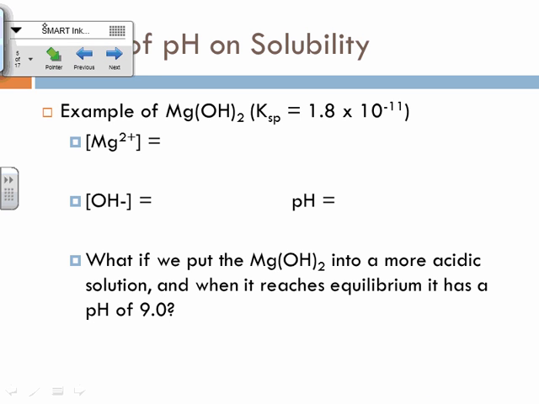So, let me rewrite this. We decided our pH here was 10.52, right? Okay, and that's just determining the OH- concentration, take the negative log of that, and then subtracting it from 14. So the question is, what if we put this into a more acidic solution that when it reaches equilibrium it has a pH of 9? Okay, so let's think about this for a second, because again, I'll rewrite my solubility equation.